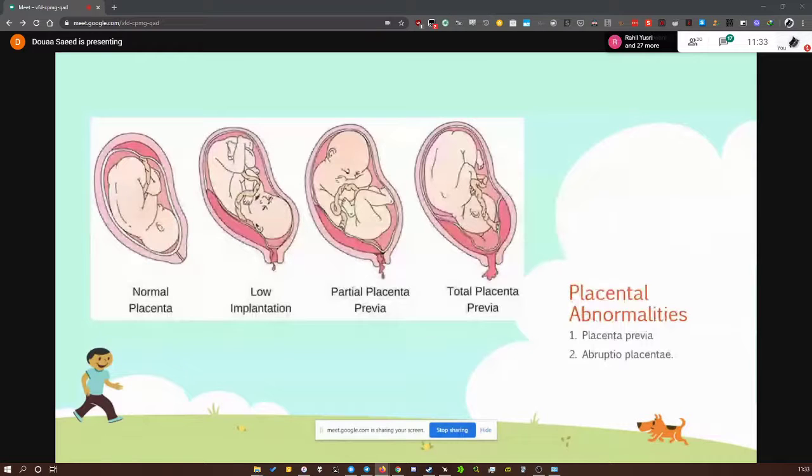In previa, there can be levels, such as if there's low implantation, then there can be little bleeding. Partial previa, the bleeding will be a little bit more, and in total placenta previa, we'll have massive bleeding in some cases. So this is for antepartum.